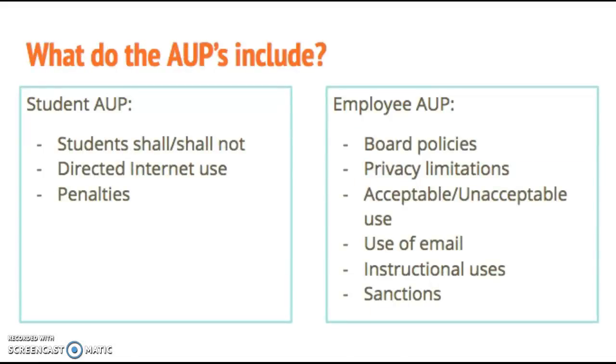The student's AUP is short and to the point. It outlines what students should or should not do, and it includes that students may use the internet with the supervision of an adult, as well as the policies for computer misuse. As for the employee AUP, it is much more detailed. It includes policies from the Board of Education and limitations of privacy, and it also includes that teachers may not use the networks for personal use and must conduct themselves in a professional manner. If violated, employees may be subject to termination of contract and employment.